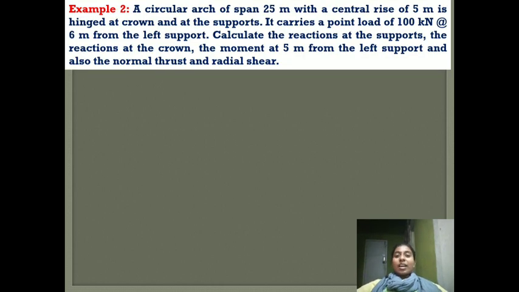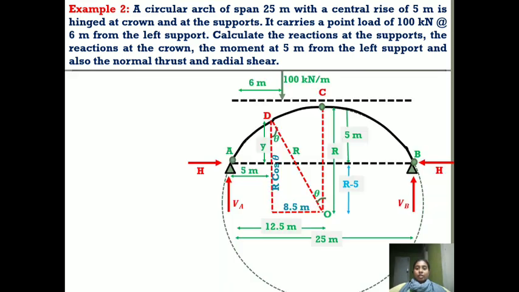A circular arch of span 25 meter with a central rise of 5 meter is hinged at crown and at the supports. It carries a point load of 100 kilonewton at 6 meter from the left support. Calculate the reactions at the supports, the reactions at the crown, the moment at 5 meter from the left support, and also the normal thrust and radial shear. So we will draw the diagram first.